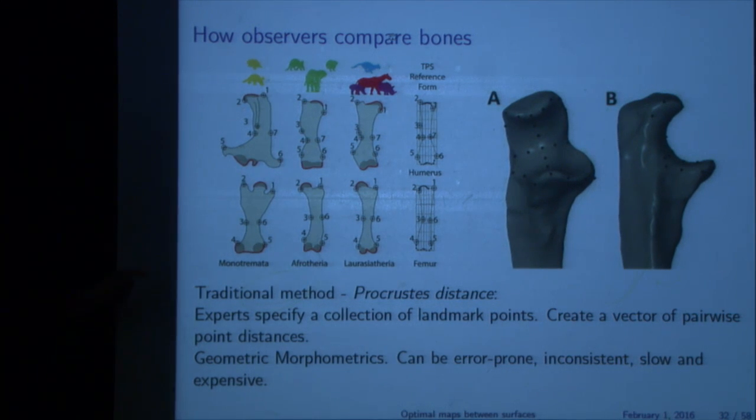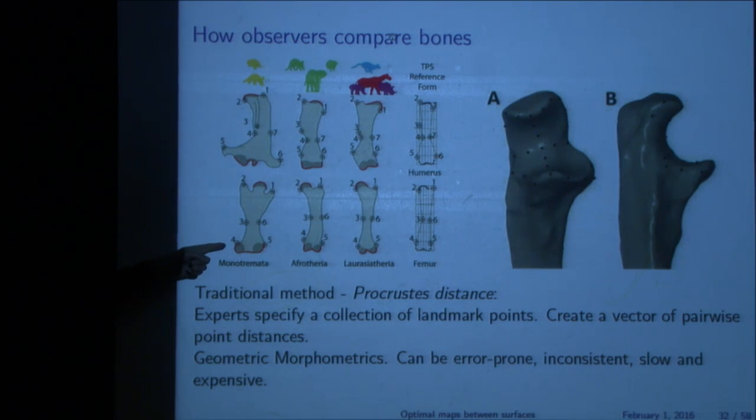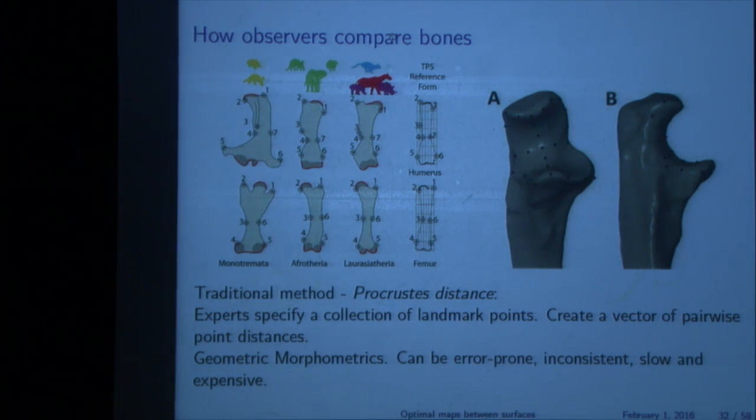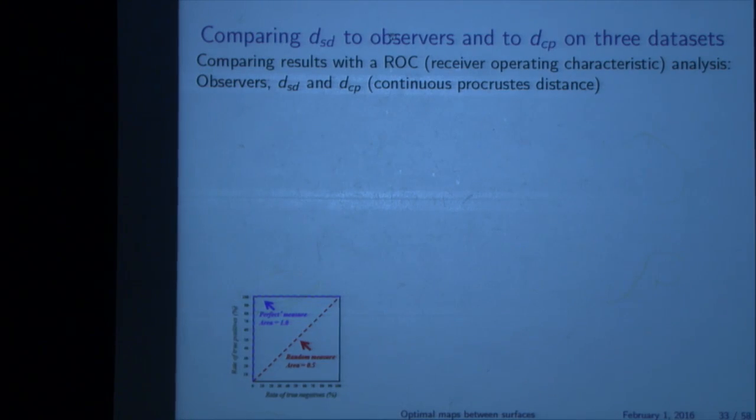The difficulty of such a thing is, first of all, it's very slow and expensive. Even if you just took 6 points, how long would it take to create a matrix of distances? You have to mark the points. There's a lot of human error and inconsistency involved. If a different person does it, or the same person on 2 different days, they may pick a different point and get a slightly different answer. So it's error prone and expensive. How does it do compared to the 2 automated systems, the symmetric distortion distance and continuous Procrustes distance?